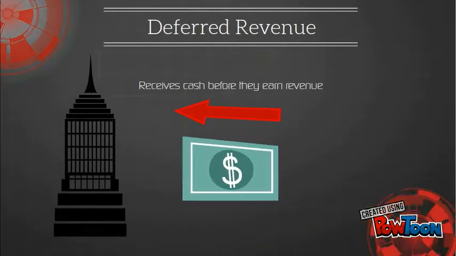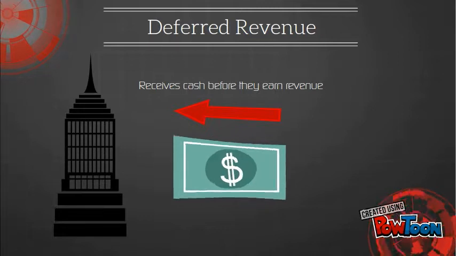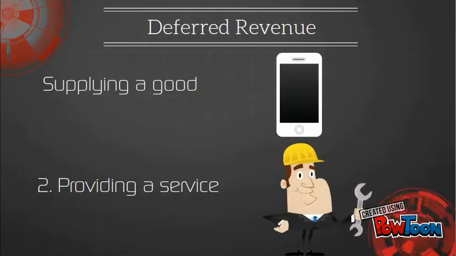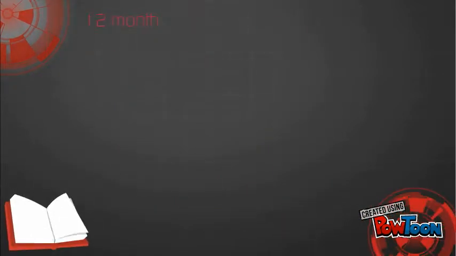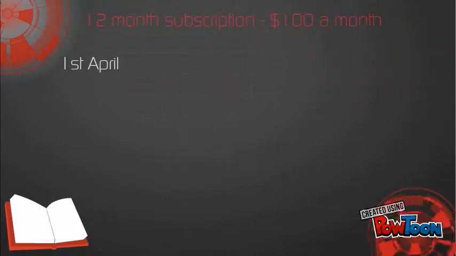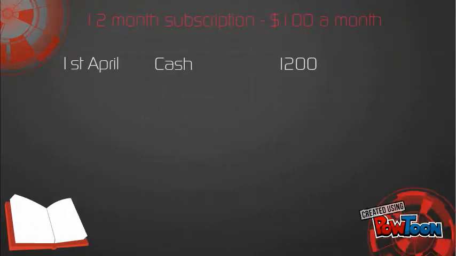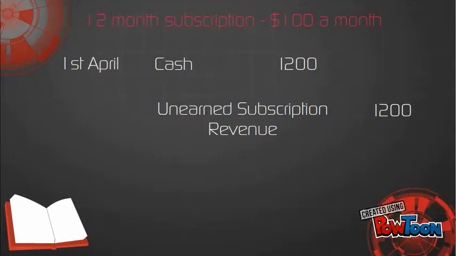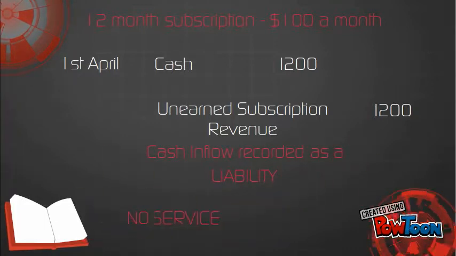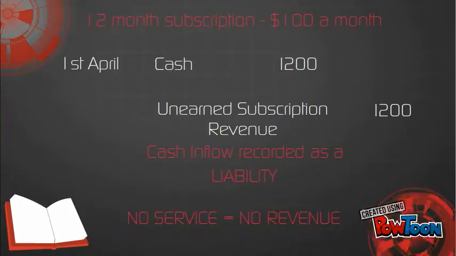Deferred revenue is when a company receives cash before they earn revenue, by either supplying a good or providing a service. For example, you pay a magazine company for a 12-month subscription. On the first day, the company would debit cash and credit unearned subscription revenue, because they haven't provided the service of delivering you the magazine. The cash inflow is being recorded as a liability, not a revenue, since the company hasn't provided the service yet.